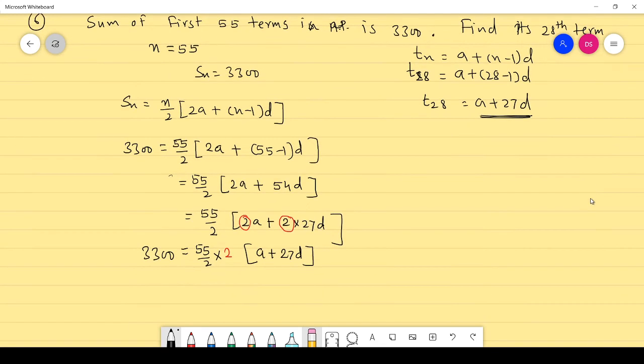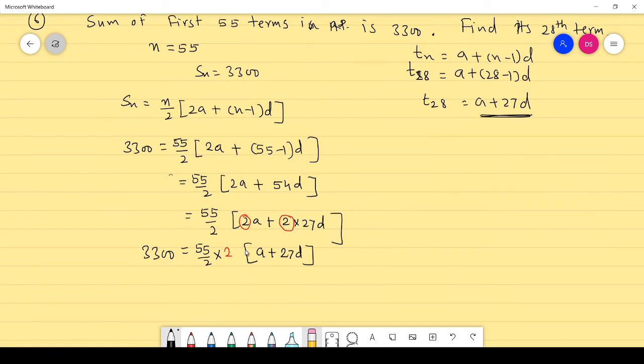Now what do they ask you to find out? They ask you to find out A plus 27D. So we have the answer. Simplify the remaining terms. Now this 2 and this 2 will get cancelled. This 55 is multiplied, so it will get divided over here. Now I'm writing over here: 3300 divided by 55 will be equal to A plus 27D.